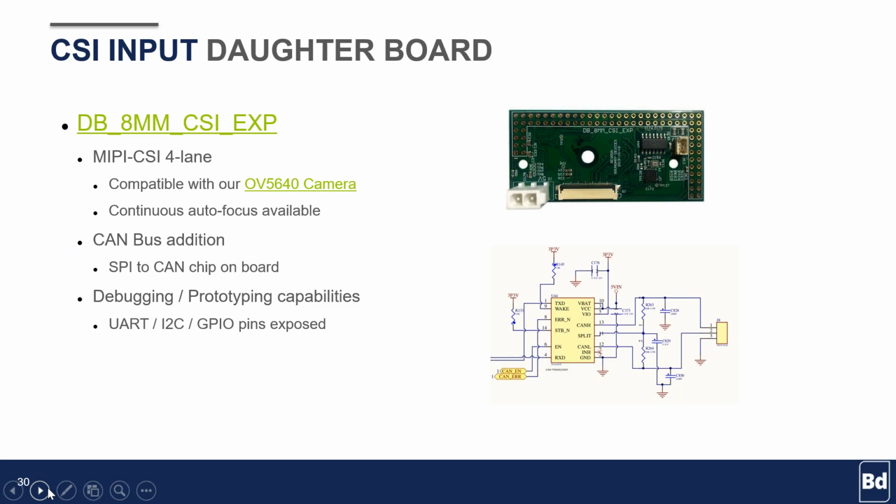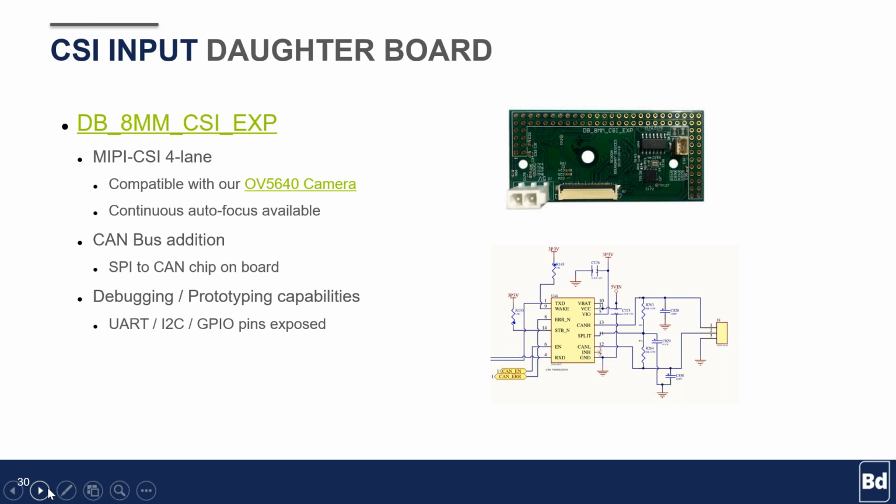So the first daughterboard that we're going to see is the CSI daughterboard. As the name suggests, it allows you to connect a MIPI CSI camera to it. The video will show you how the OmniVision OV5640 5 megapixel camera is working on our Nitrogen8M Mini. But it is also worth noting that this daughterboard is also bringing some other options like the I/O expansions.